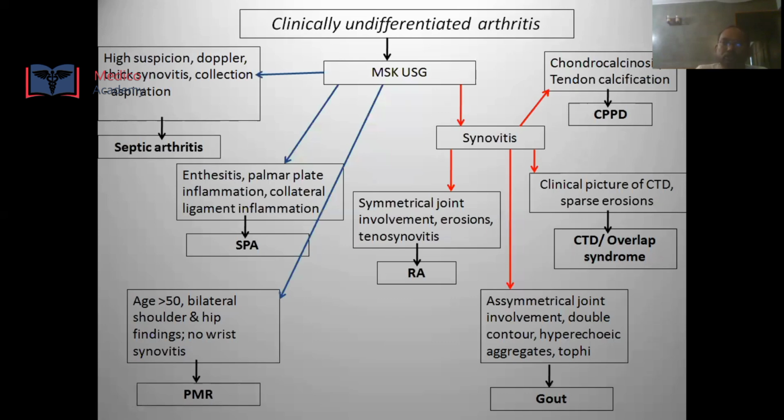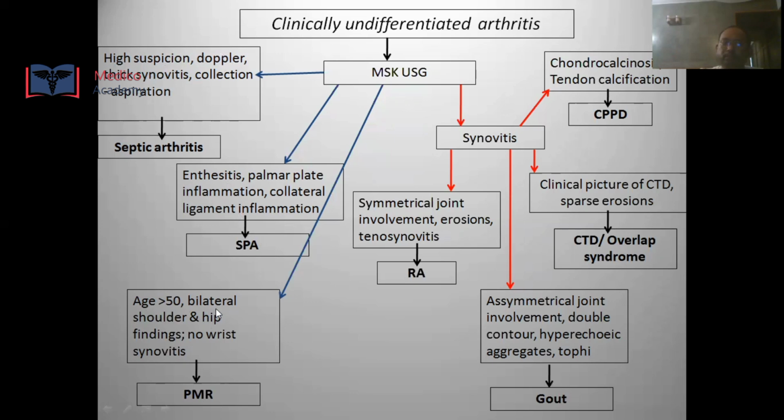So, to conclude, whenever the clinician is sending us for an ultrasound to rule out a different type of arthritis, when we get a specific finding, we come to a conclusion that it can be this type of arthritis. Let's again revise it. When there is high clinical suspicion of infective or septic arthritis, where there is redness of the skin, warmth of the joint, and we get power Doppler signal on ultrasound with thick synovitis and collection, we should aspirate the collection and send for examination to rule out septic arthritis. If there is enthesitis, palmar plate inflammation, collateral ligament inflammation, we think of spondyloarthropathy.